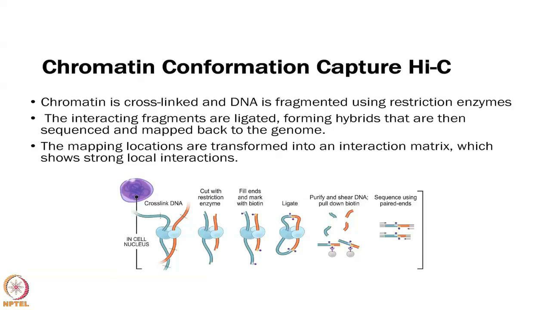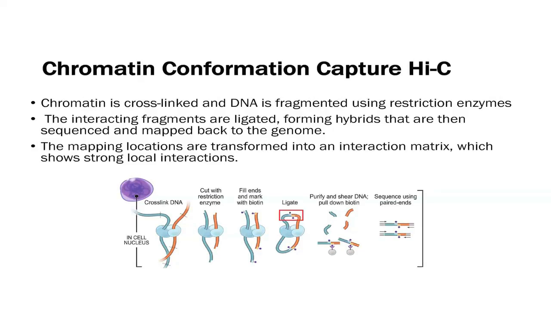Then you cut with the restriction enzyme, cap the ends, and ligate them together. You take these two pieces that were interacting and ligate them so they're circular. Then you shear it into pieces and sequence them. So you end up getting an area, this piece that you ligated, where these two different parts of DNA, which could have come from totally different chromosomes, are now ligated together.